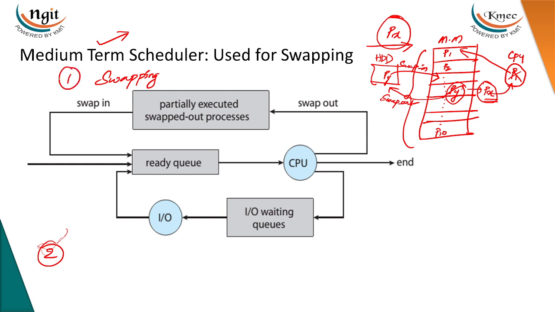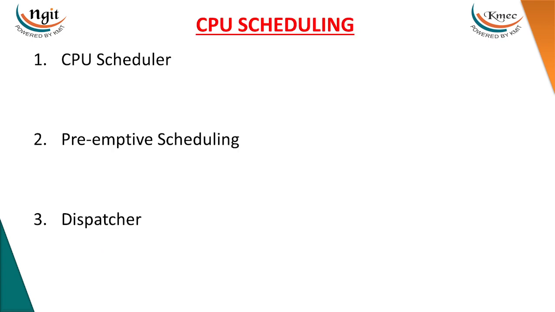The first case is swapping. The second case is when a process needs IO. That is, a process is executing on the CPU and it has to print some 10 pages or 20 pages, so it needs some IO to happen, then we'll use the medium-term scheduler. So either one, swapping, or two, when a process wants to move to an IO device, we'll use the medium-term scheduler.